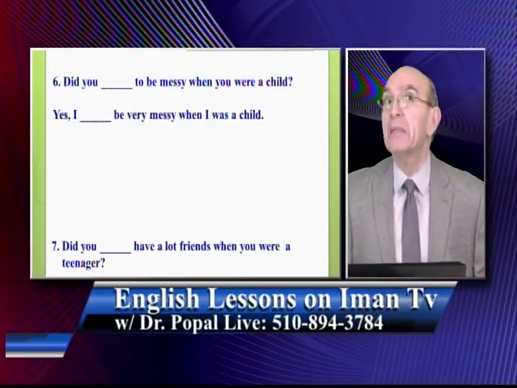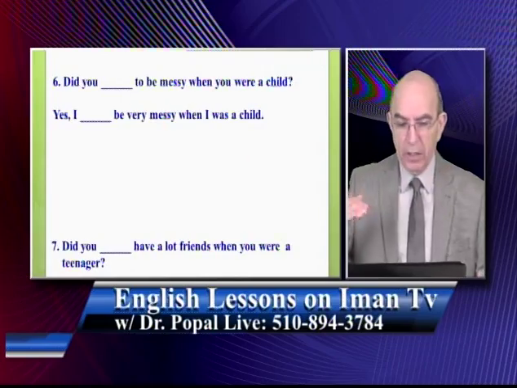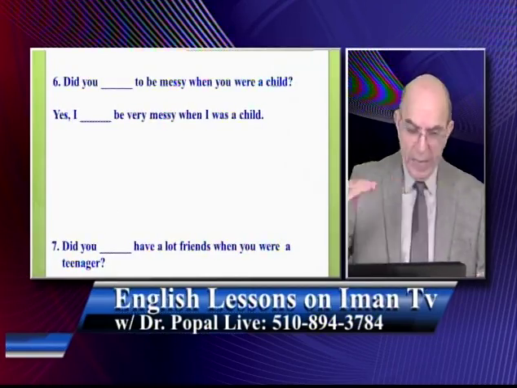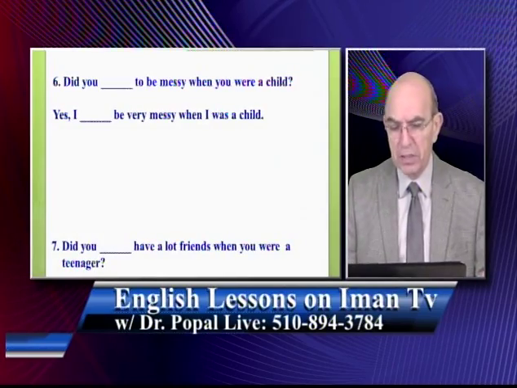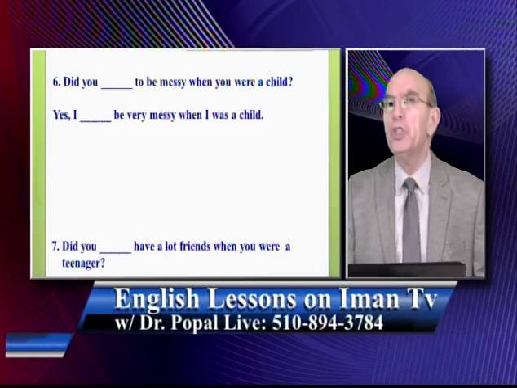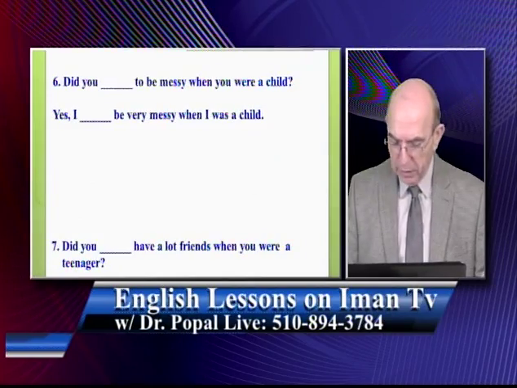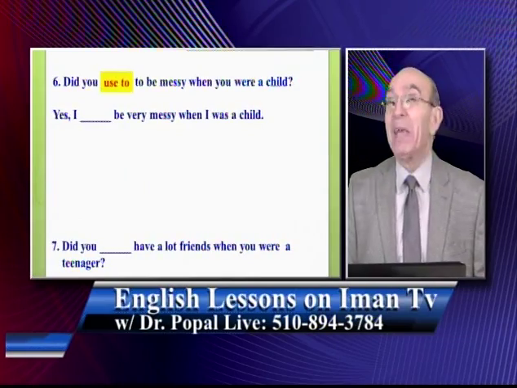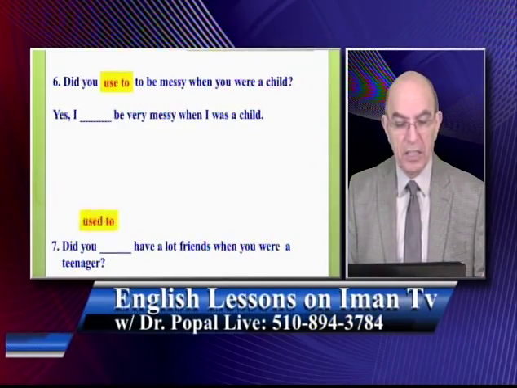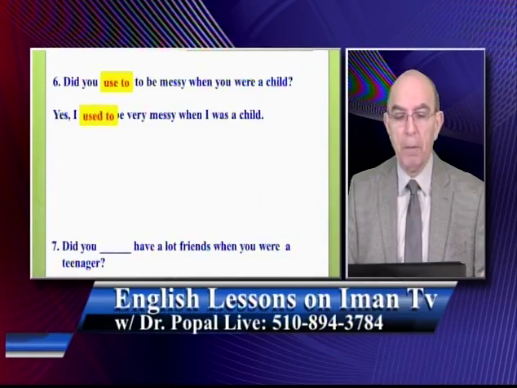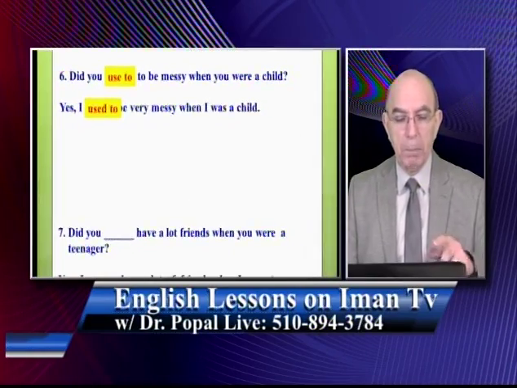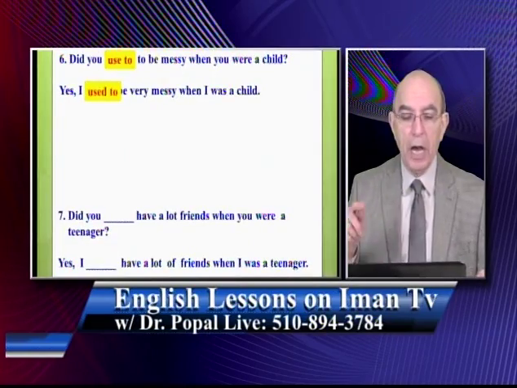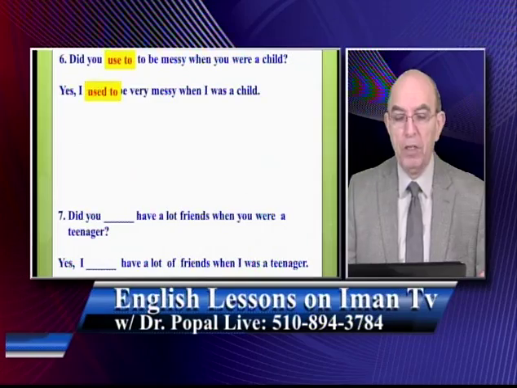Now look at sentence number 6. Did you blank to be messy when you were a child? Yes, blank, very messy when I was a child. So what do you put in this blank? Did you used to be messy when you were a child? Yes, I used to be messy when I was a child. So there is a B there, but my computer doesn't allow B to be seen, but it should be, I used to be very messy when a child.